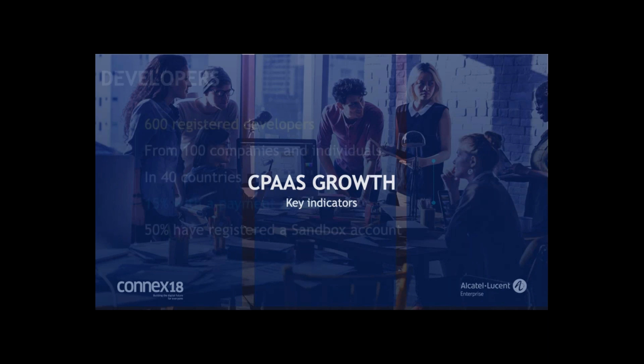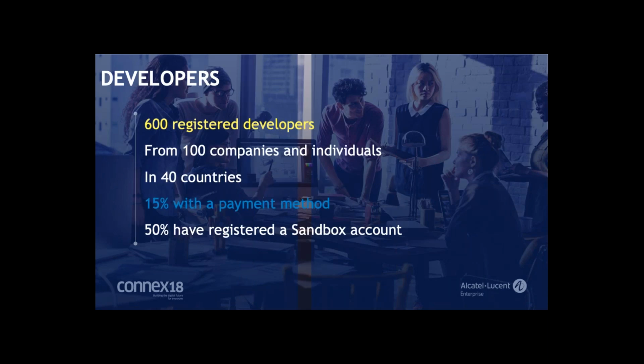So starting this summer, in July exactly, we opened the Rainbow API Hub platform, and developers started to register to the hub. And for these 5 months, now more than 600 developers have registered an account, from more than 100 companies.